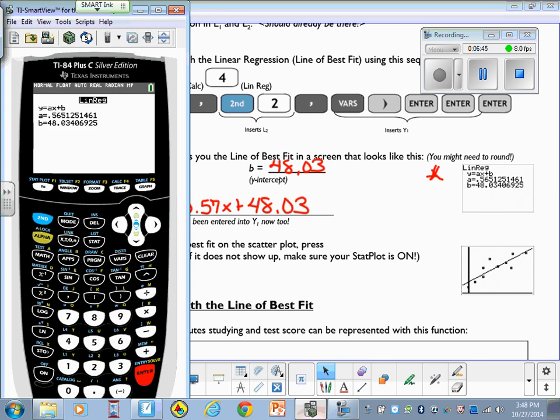Let's go back, go to Y equals, and type this in. 0.57x plus 48.03, graph. Now it's going to draw my graph right through those points, and this is the best fitting line. It doesn't mean it's perfect. It doesn't mean it's exact. We have some points above, some points below, but it's the best approximation of a line through these points.